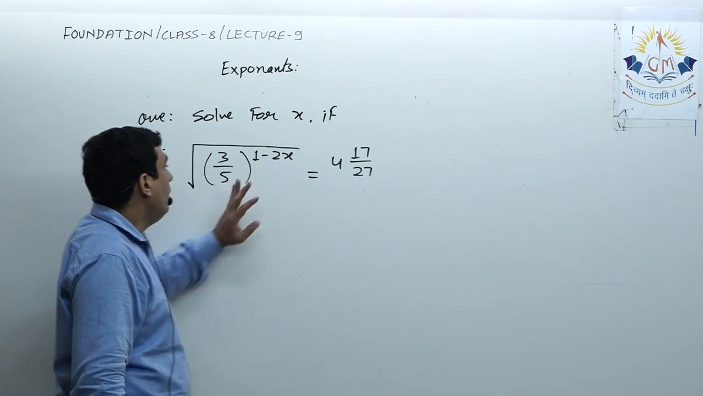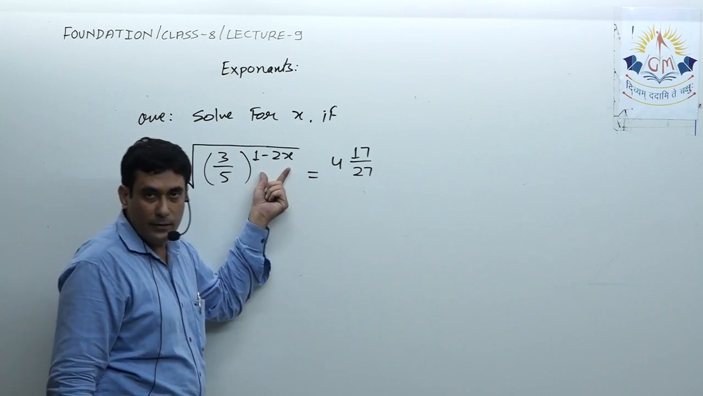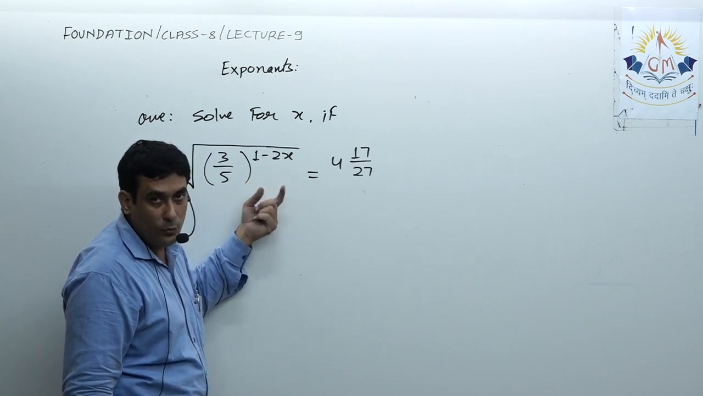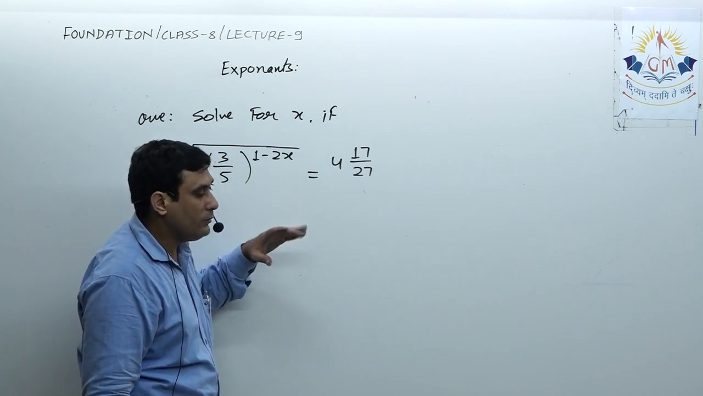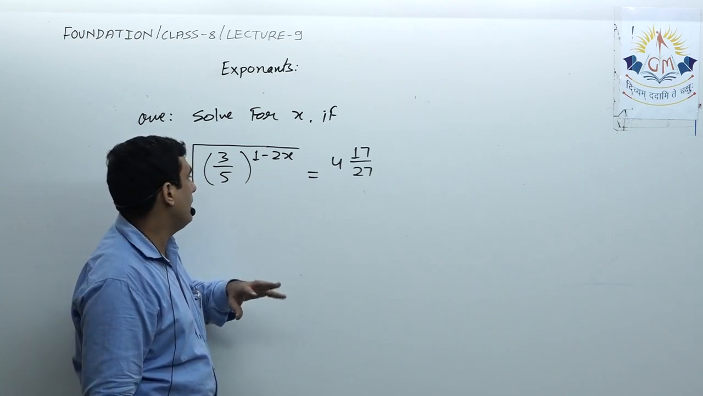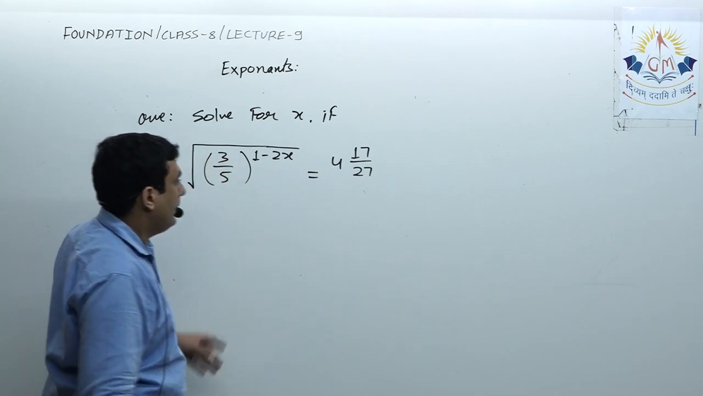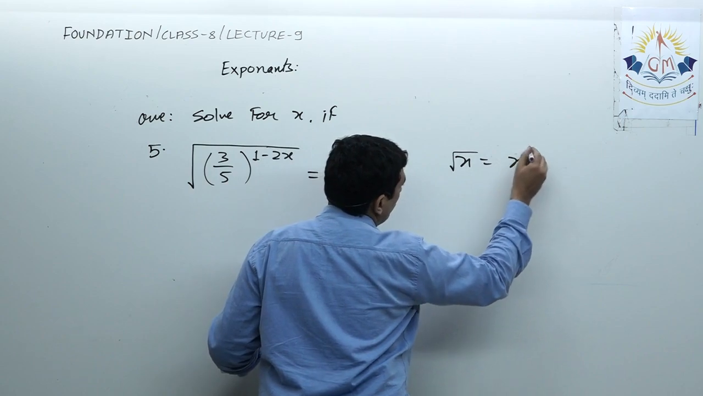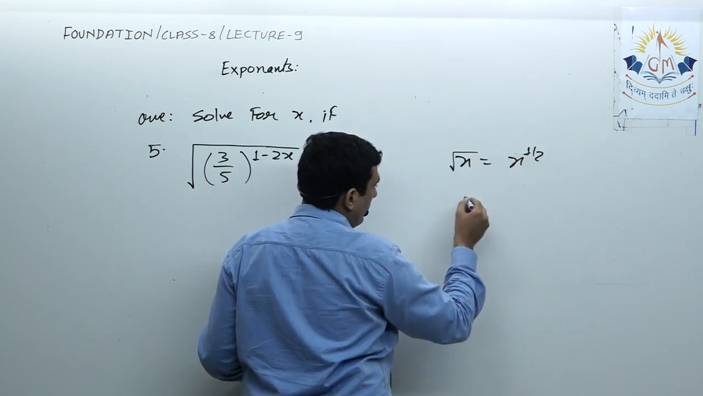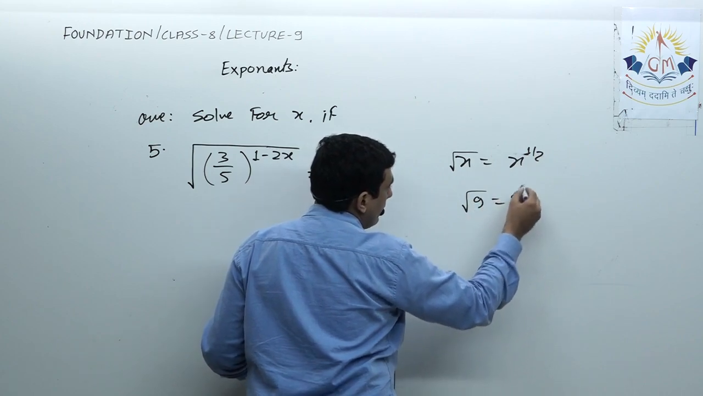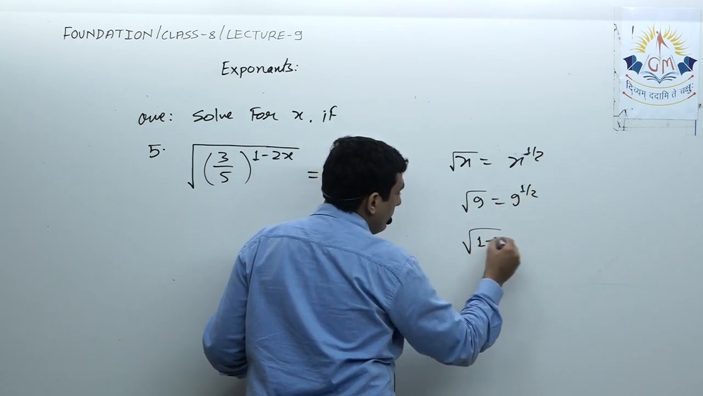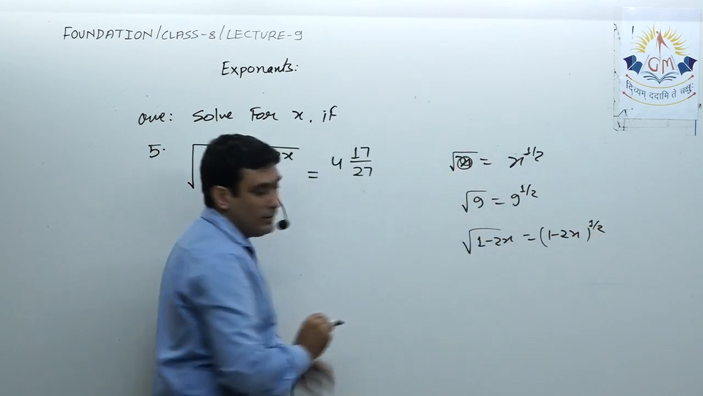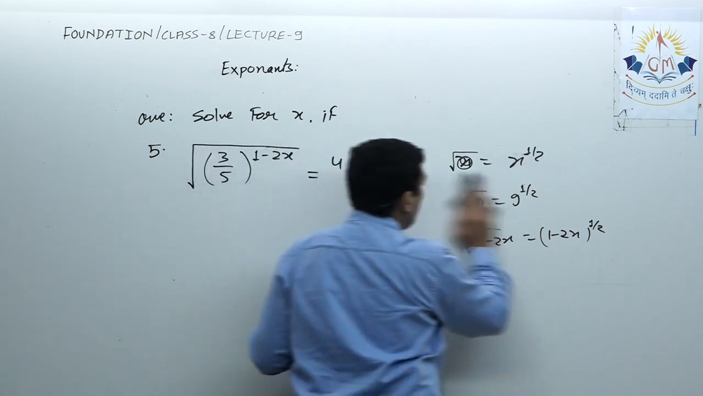Now as I told you, here x is in the power. Whenever you find the x or the y or the unknowns in the powers, the first thing that we have to try is to make their bases same. Now over here it is root, and I told you that root of x is equal to power 1 by 2. Suppose it is root x, so x raised to 1 by 2. If it is root 9, that is 9 raised to 1 by 2. If it is root of 1 minus 2x, that means 1 minus 2x raised to 1 by 2. Whatever is inside, raised to 1 by 2.